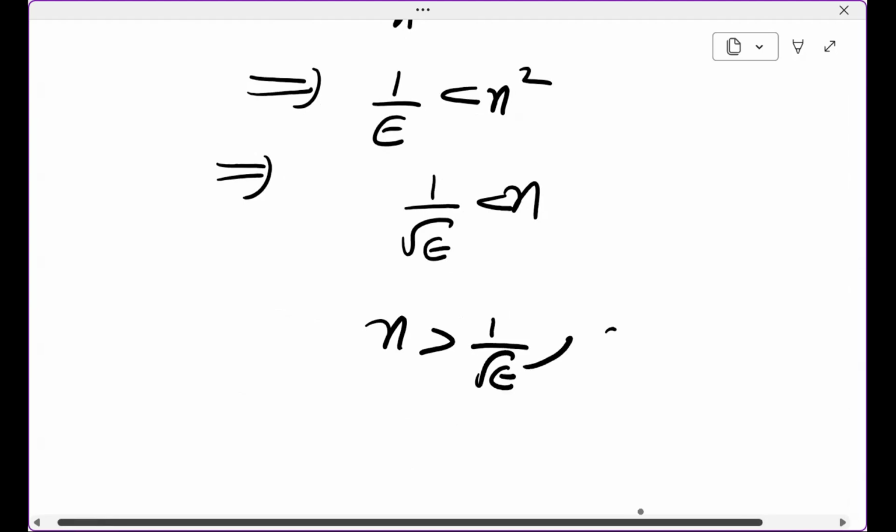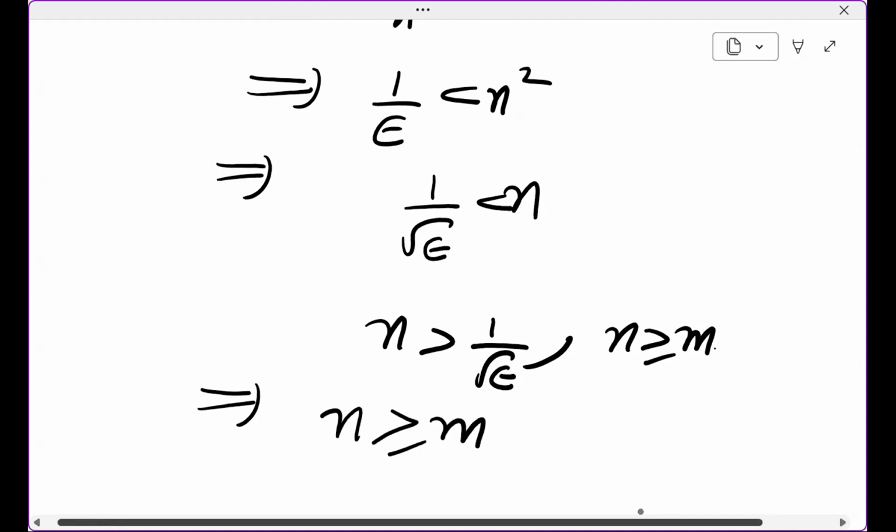And n is greater than or equal to m. We have this. We want to solve these two inequations for m. How to get your m? It has to satisfy both. So, when are both going to be satisfied? Provided n is greater than or equal to m, and m should be greater than 1 by root epsilon. I cannot have is equal to.